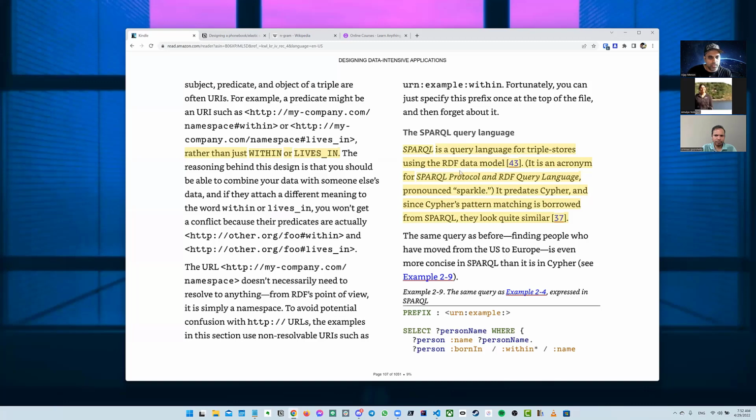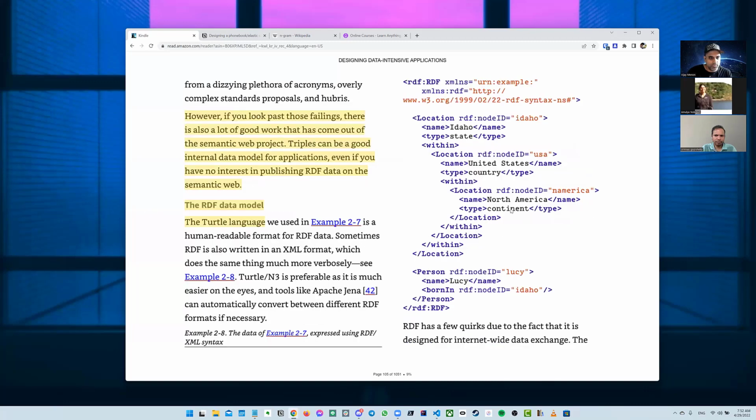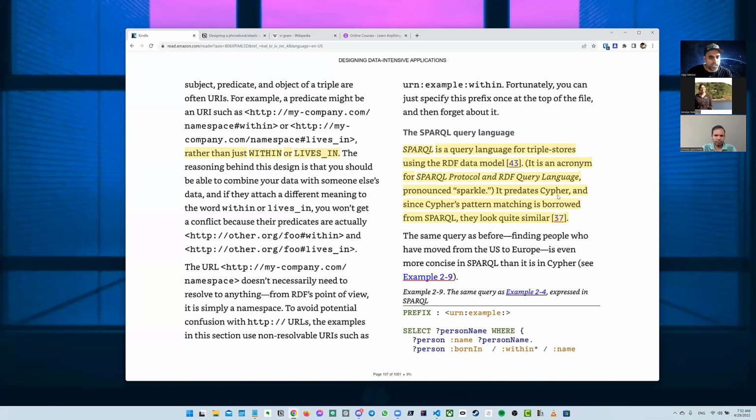Because RDF was a little bit difficult to deal with or to look at in this example, they moved on to SPARQL. So SPARQL is a way to query through this RDF model. I guess SPARQL is also similar to Cypher. Cypher's pattern matching is borrowed from SPARQL. They look quite similar. So here's a query with SPARQL, and it's more concise than Cypher.